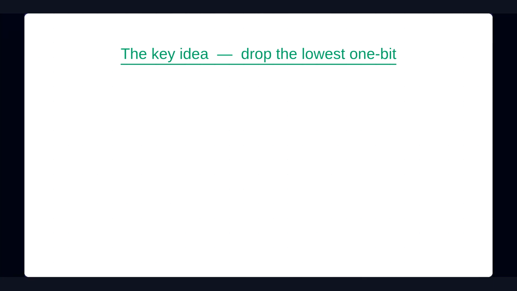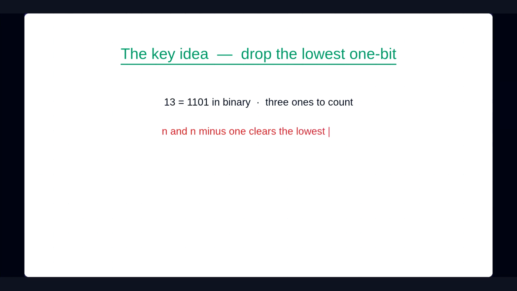Here is a lovely trick. When you take n and n minus 1 and bitwise AND them together, it removes exactly 1 bit, the lowest one that was set. Why? Subtracting 1 flips the lowest 1 bit to 0 and turns every 0 below it into a 1. ANDing with the original then wipes that whole tail away, clearing just that 1 bit. So we keep doing n equals n AND n minus 1 and count how many times we can before the number reaches 0. That count is the number of 1 bits.